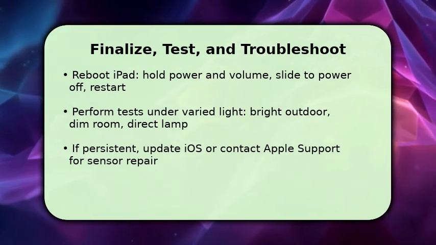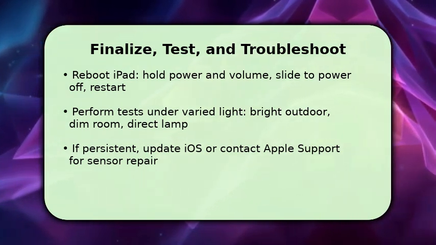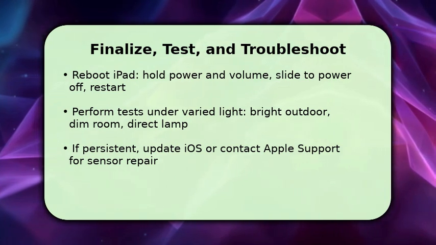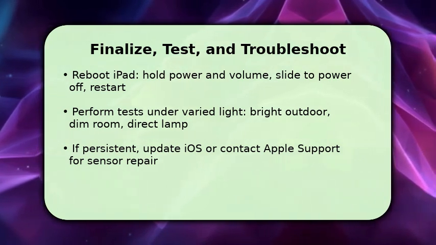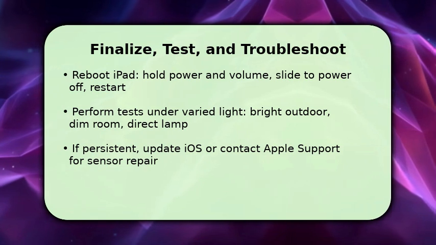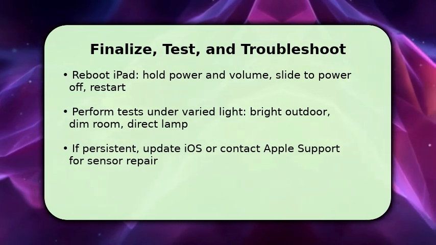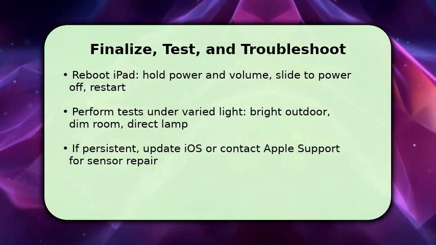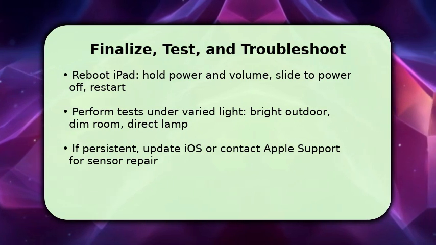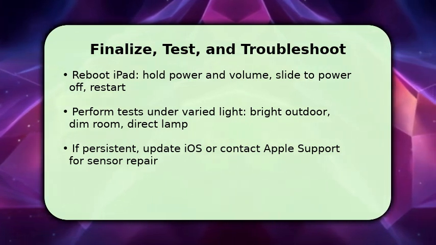If problems persist, make sure iOS is up to date in Settings, General, Software Update, and if updates don't help, contact Apple support. A faulty ambient light sensor or hardware issue may require servicing. One troubleshooting tip: try a factory restore as a last resort.